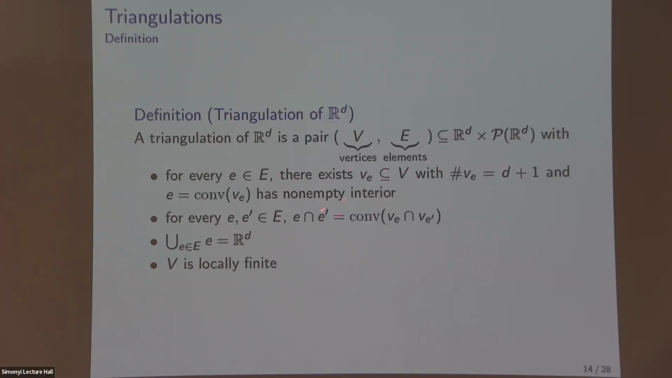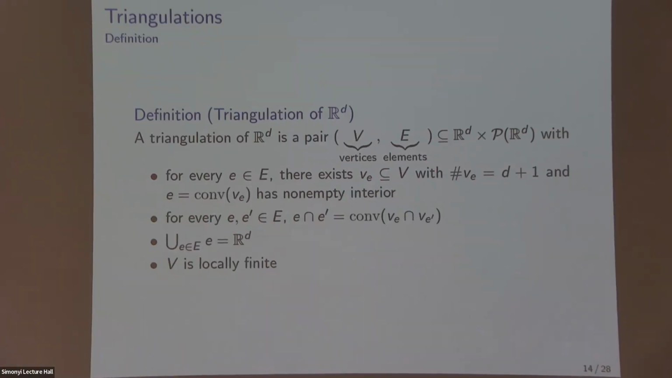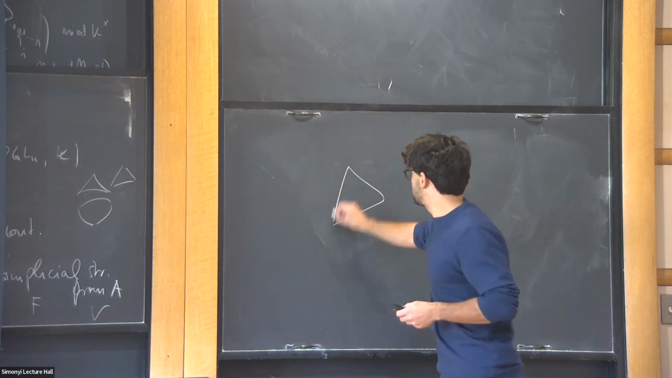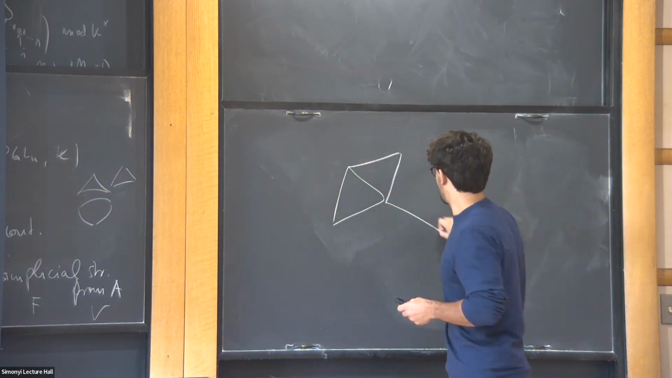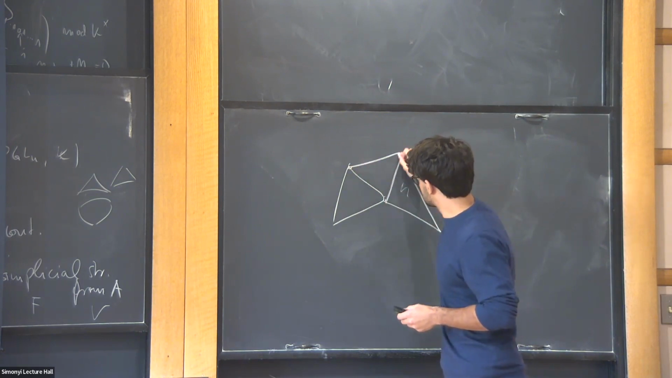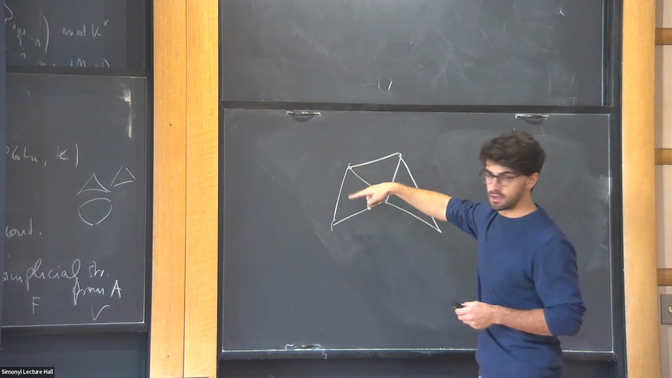Yes, so let me draw it, maybe. Okay, so they come in pairs. Not that for each vertex there's an element. Oh yes, for every vertex there is more than one element. Okay, so for example, I'm triangulating the blackboard in this way. So these are the elements, and these are the vertices. So you see that an element is a simplex, and it's the convex hull of its vertices.